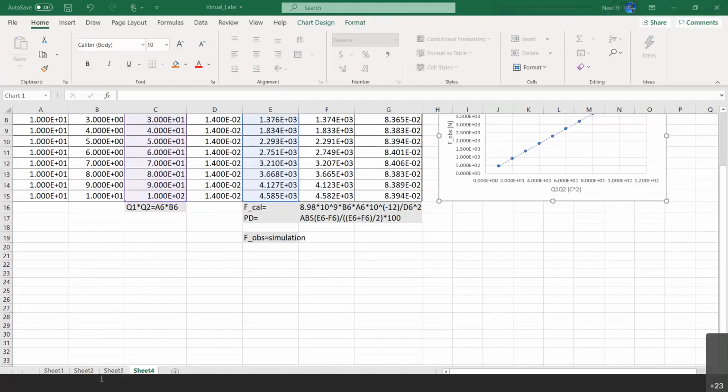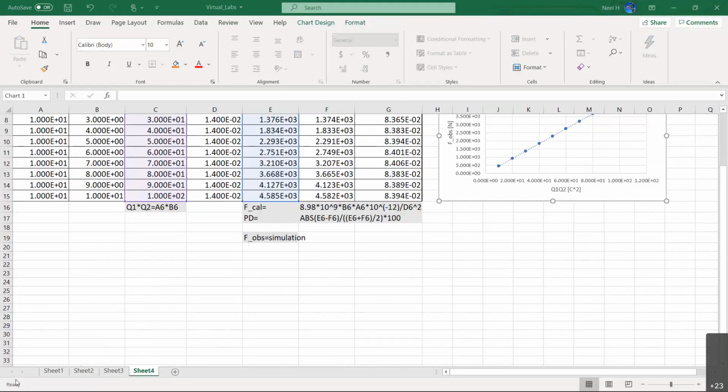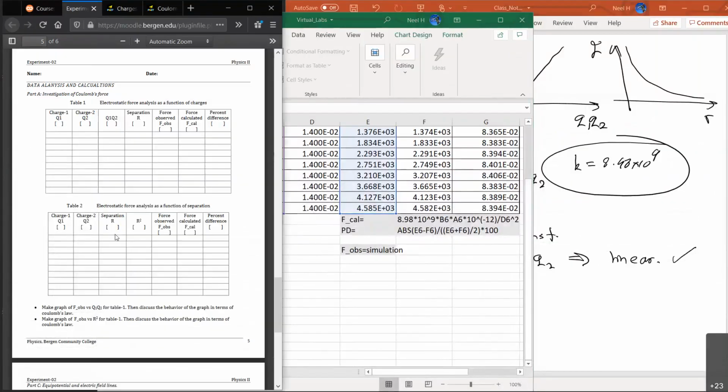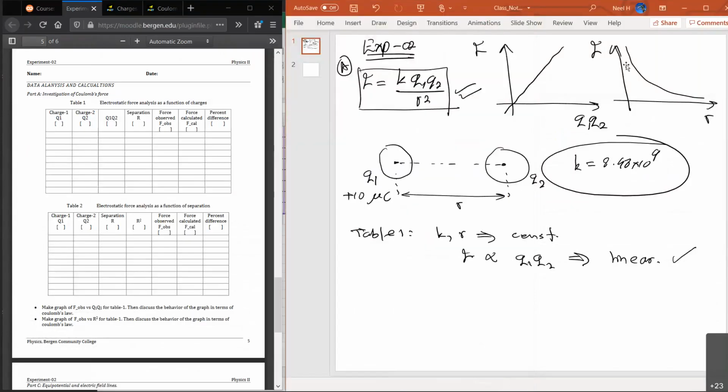Okay, then let's continue to table number 2. Okay, table number 2, we're going to check electrostatic force as a function of separation between the charges, right? So that's the other observation. You can see theoretically what we're expecting.